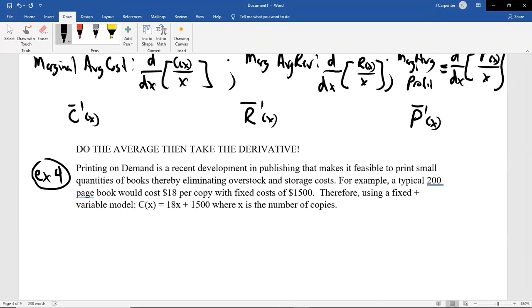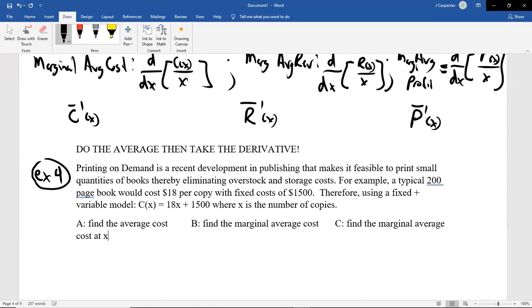What we want to do is A, find the average cost. B, find the marginal average cost. C, find the marginal average cost at x equals 100 and interpret.